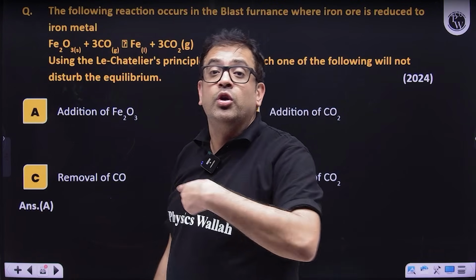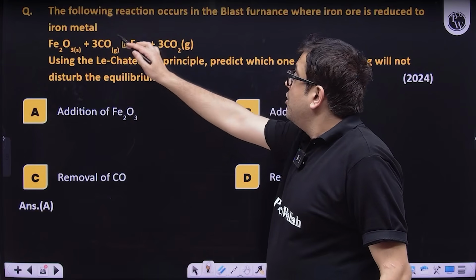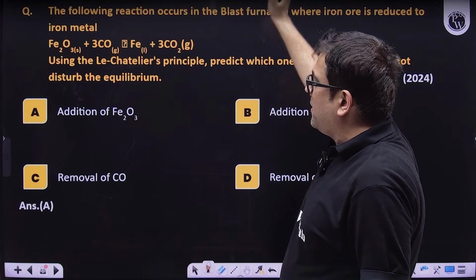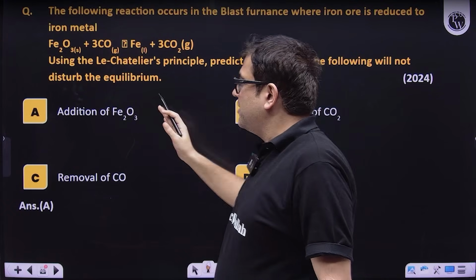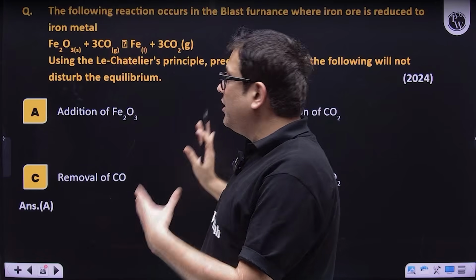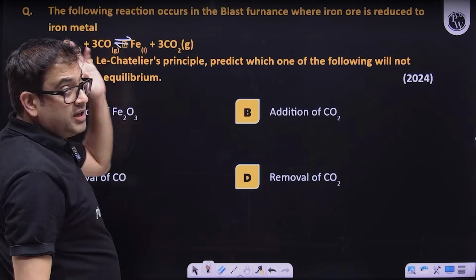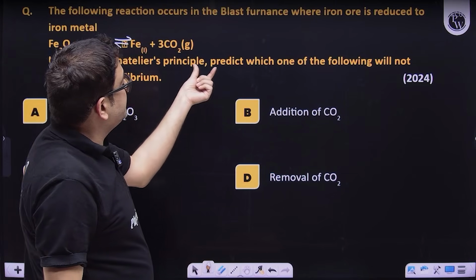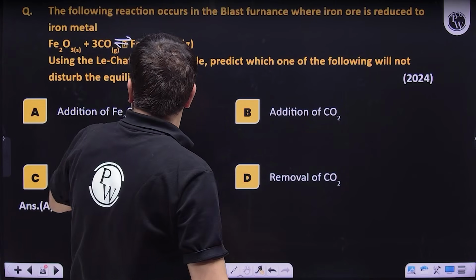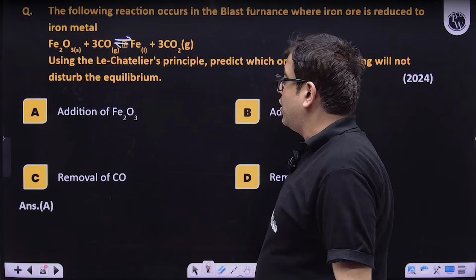Now, such theoretical questions you should not miss. The question says, following reaction, okay, so it is taking place. This is absurd information: blast furnace, let it happen in a blast furnace. You just have to look into the equilibrium side of it. Okay, this is also an equilibrium sign. Moving ahead. So using Le Chatelier's principle, predict which one of the following will not disturb the equilibrium. So we have to check which will not.